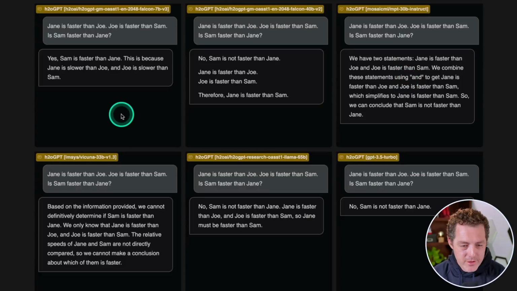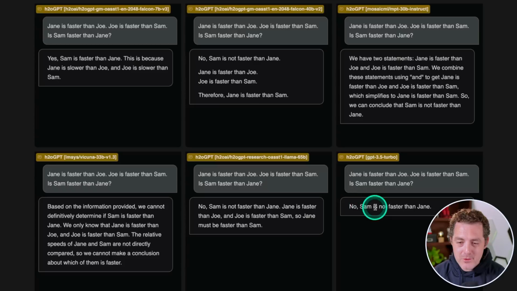Perfect. Vicuna33B: based on the information provided, we cannot definitively determine if Sam is faster than Jane. We only know that Jane is faster than Joe and Joe is faster than Sam. The relative speed of Jane and Sam are not directly compared and we cannot make a conclusion. That is false. LLaMA65B: no, Sam is not faster than Jane. Jane is faster than Joe and Joe is faster than Sam, so Jane must be faster than Sam. Perfect.